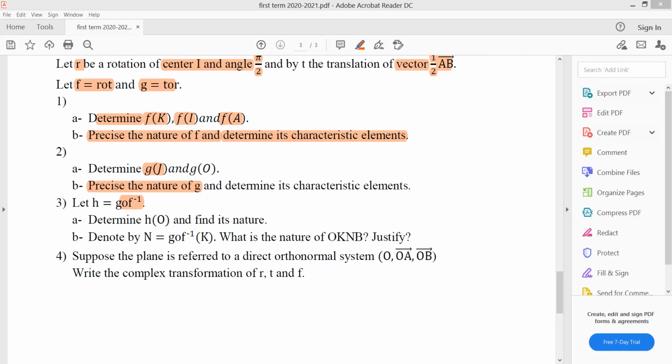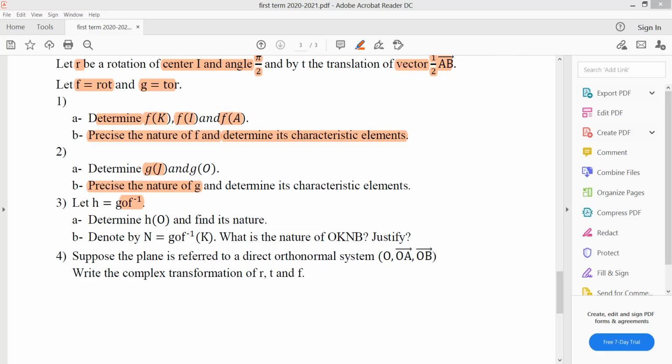H of O equals G round F inverse of O. For F inverse of O, we need to rotate O with center K and angle minus pi over 2. It will be I. So F inverse of O equals I. Why I? Because KO equals KI, K is the center of F, and the angle KO KI equals minus pi over 2.